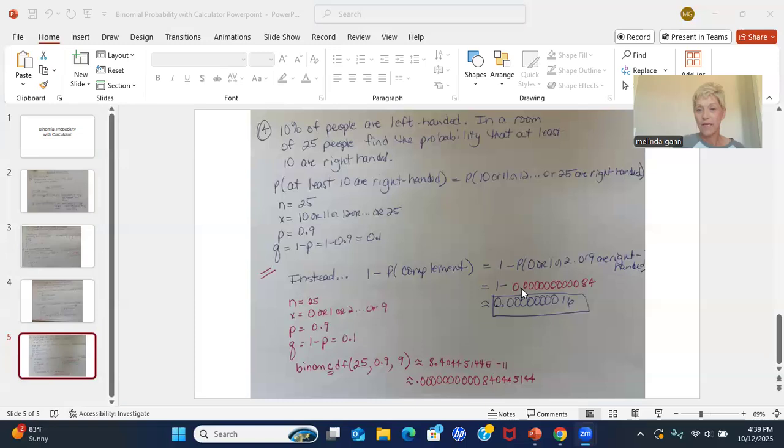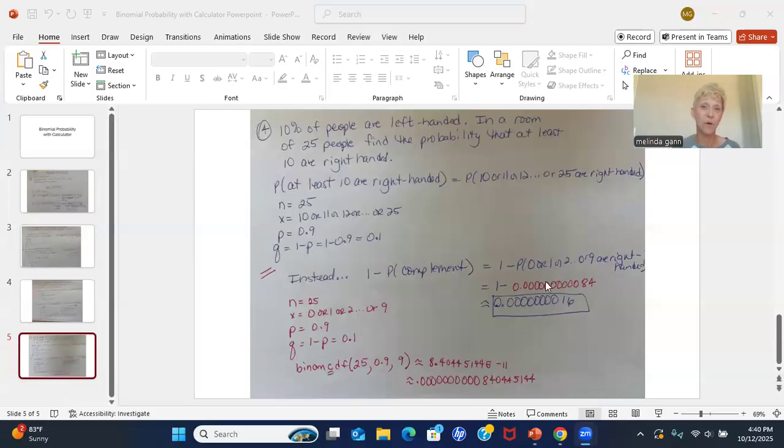So that red number is my chance of getting 0 or 1 or 2 all the way to or 9 right-handed. So when I do 1 minus that, I get this. Now remember what I said, sometimes you have to have more than 4 decimal places, because if you went to 4 decimal places, this would round to 0 and you're not allowed to round to 0. So you may have to go more than 4 decimal places to keep from rounding to 0.